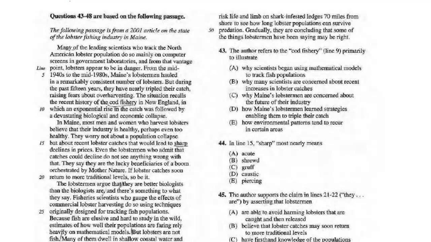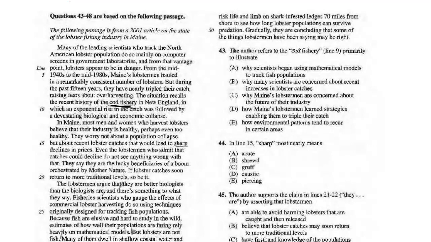Let's see. Many of the leading scientists who track the North American lobster population do so mainly on computer screens in government laboratories, and from that vantage point, lobsters appear to be in danger. From the mid-1940s to the mid-1980s, Maine's lobstermen hauled in a remarkably consistent number of lobsters, but during the past 15 years, they have nearly tripled their catch, raising fears about overharvesting. The situation recalls the recent history of the cod fishery. This mark was done by whoever had this previously. I don't know who did that before. The situation recalls the recent history of the cod fishery in New England, in which an exponential rise in the catch was followed by a devastating biological and economic collapse.